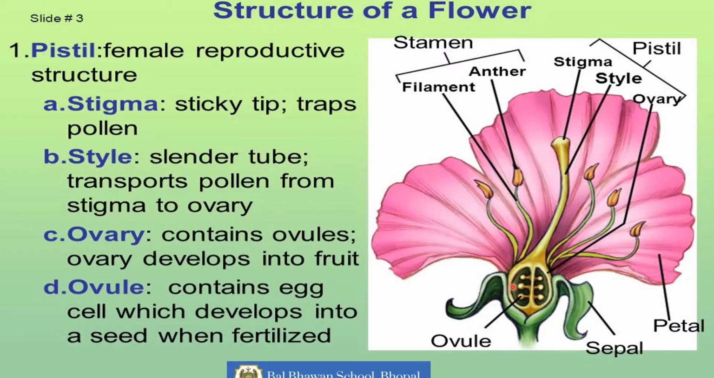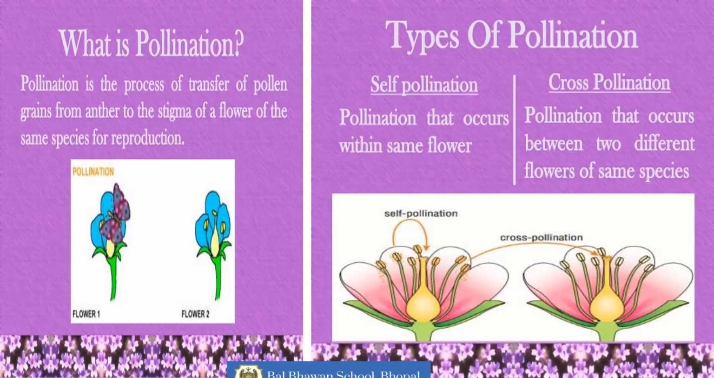Now inside the ovary there is the presence of ovules. These ovules contain an egg cell, and this egg cell develops into a seed when it is fertilized. Now let us see the next step, that is pollination.